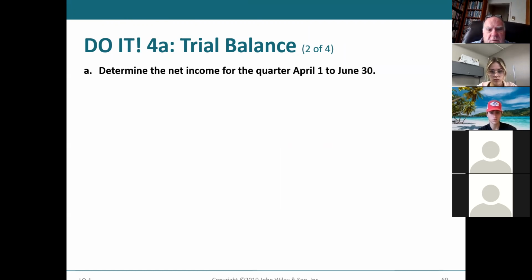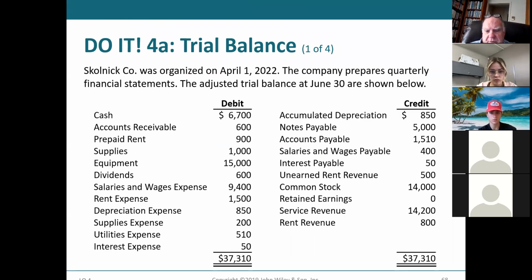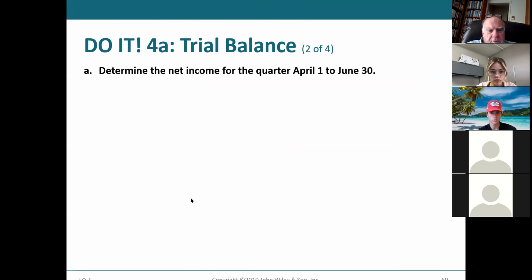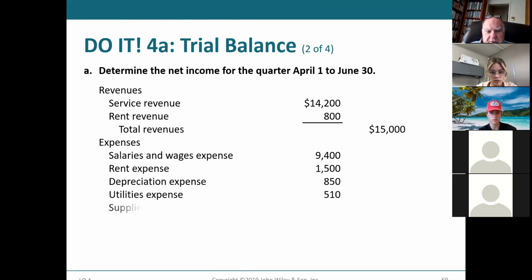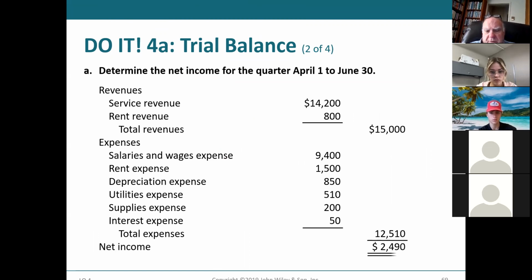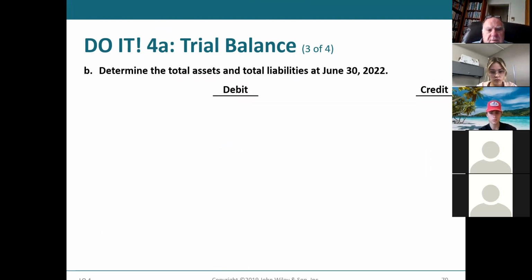Determine the net income for the quarter April to June. Revenues. Well, let's go back. I see revenues of 14,200. Let's pick out our expenses. I see salaries and wages, 94. Depreciation was 850, etc. Pull them right out of there. And there is your income statement, $2,490. Then we can determine the total assets and liabilities.